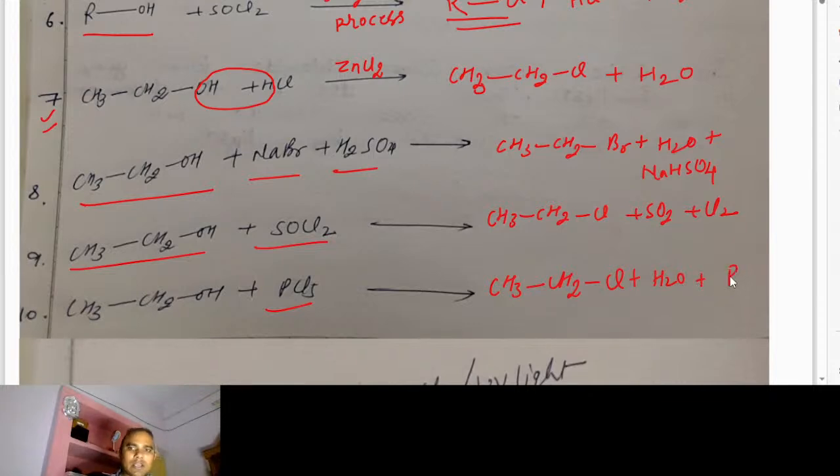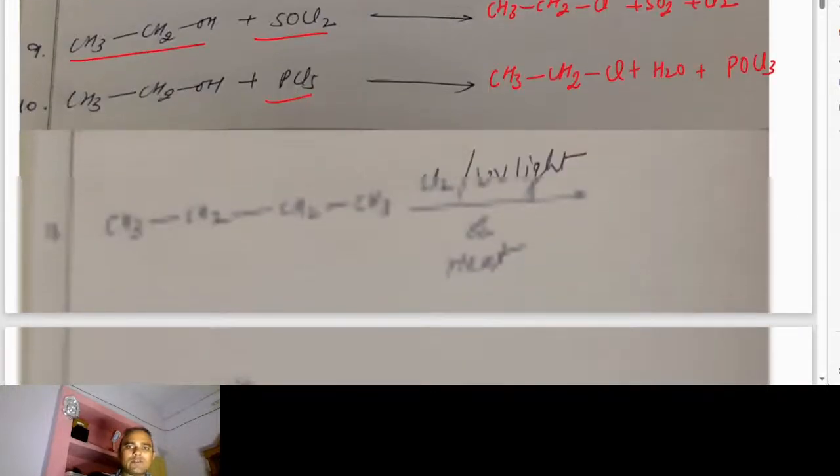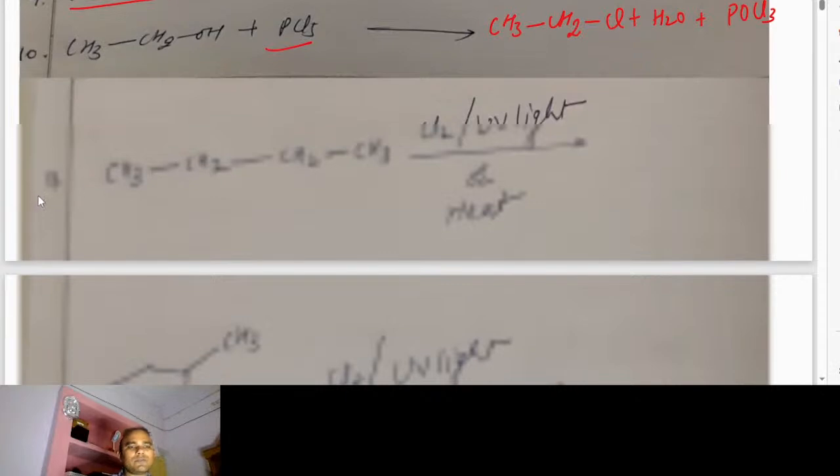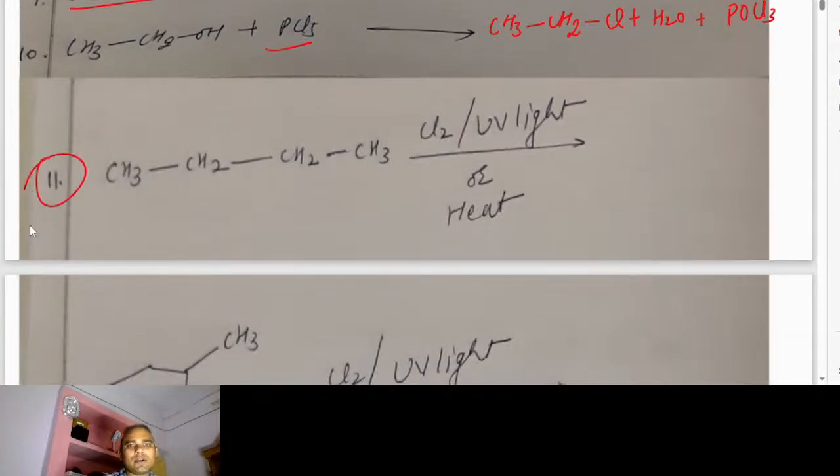Other things, it will be POCl3, student. Now let us try to understand one more reaction, number 11. What is there, student? Here is Cl2 and UV light. This gives the free radical substitution reaction, student.